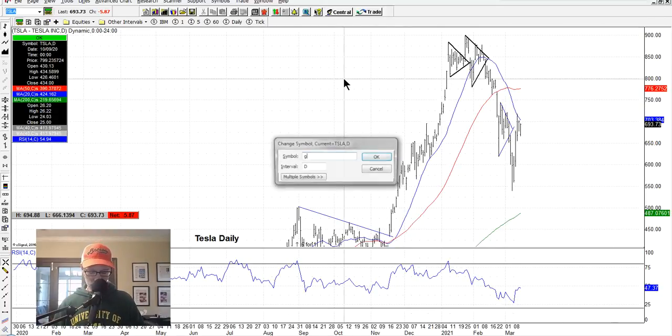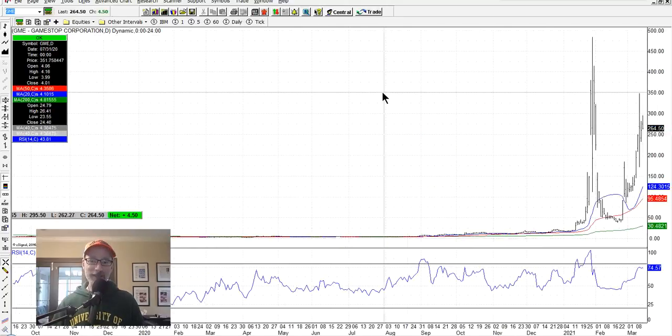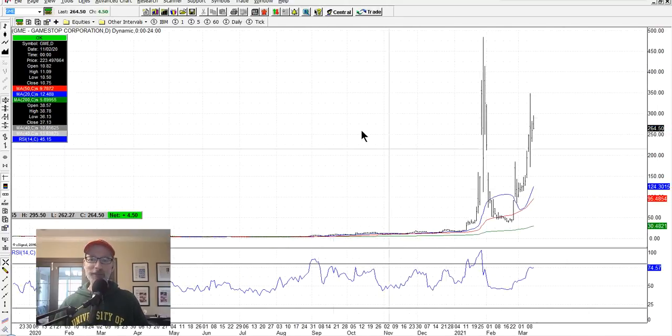GameStop, another one we look at. It keeps going. GameStop keeps going. Here was the initial move up to almost $500 a share. Gave it all back. This is back down to $50 a share. And then all of a sudden, trading back up to $350.